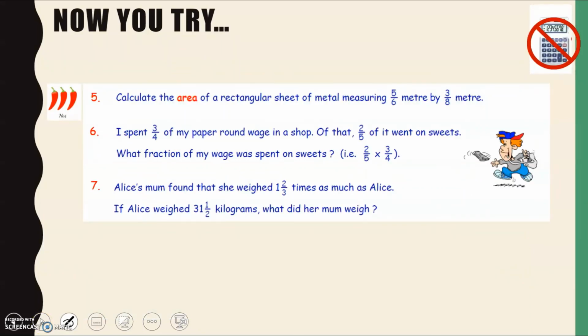Question 5, 6 and 7 in our hot section are our wordy questions, but remember the topic today is multiplying fractions, so really what I want you to do here is pick out the fractions and multiply them together.